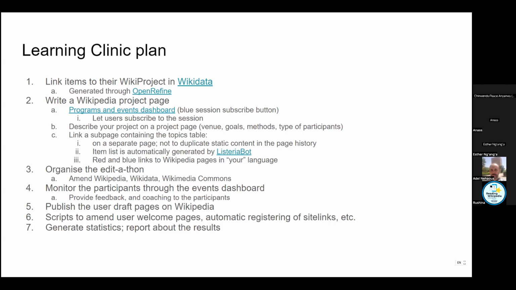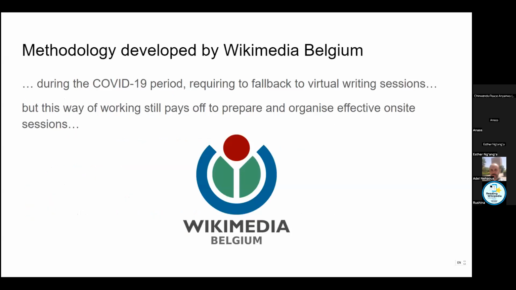And then the final goal is to organize the editing, to monitor and to help the participants, and then to publish the user draft pages onto Wikipedia. And then you might register those Wikipedia pages on Wikidata, link them to the item that was created beforehand. And then you might use statistics from the campaigns, program and events dashboard to report on the results.